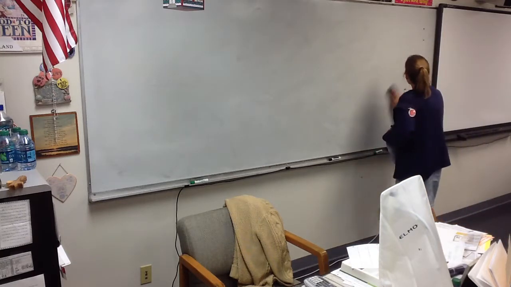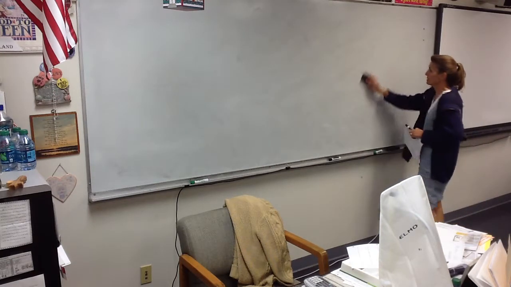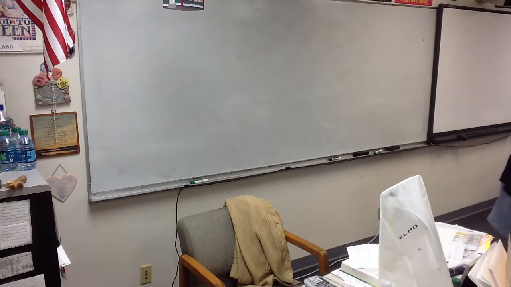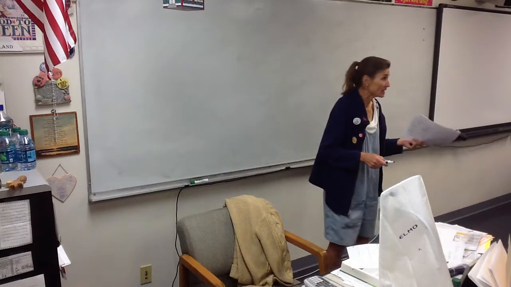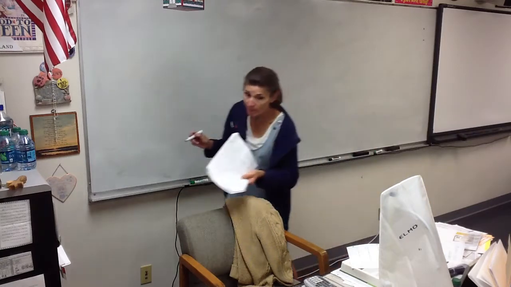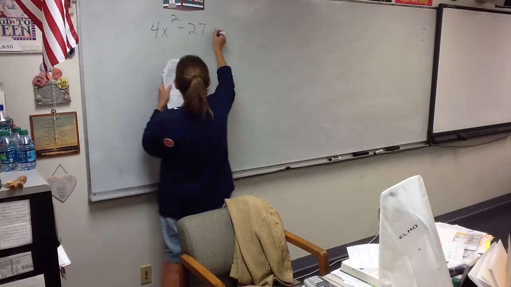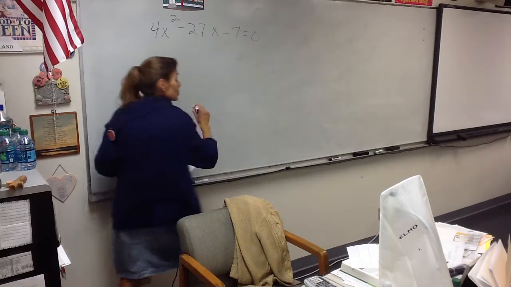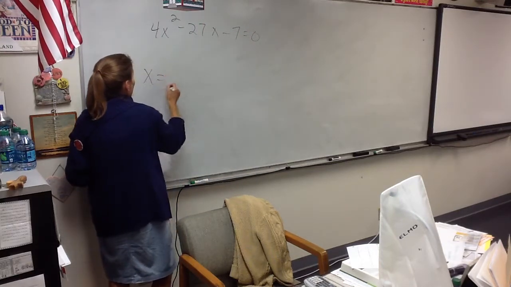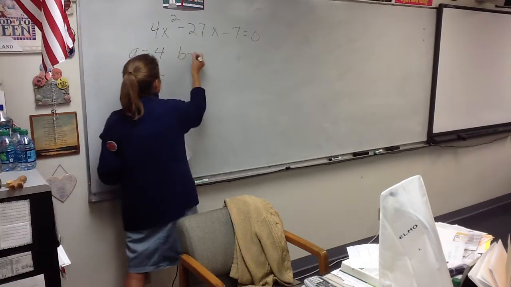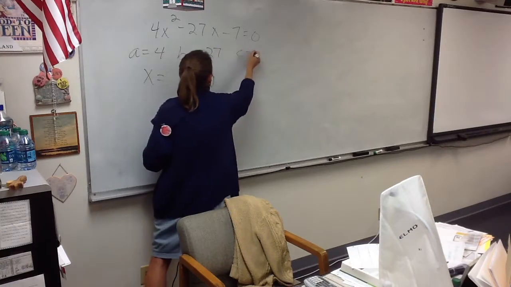Now, do I have to do the quadratic formula? No. But rather than leave it blank or waste a bunch of time on it, just use the quadratic formula. You're going to have a calculator for this test, so don't worry about the big numbers. 4x squared minus 27x minus 7. So one option, quadratic formula. What's A? 4. What's B? And C.